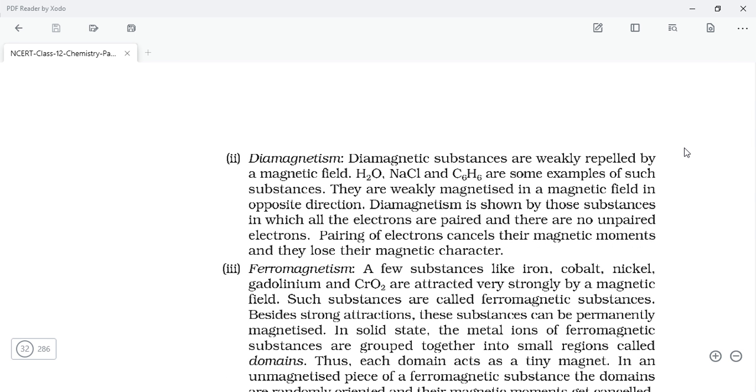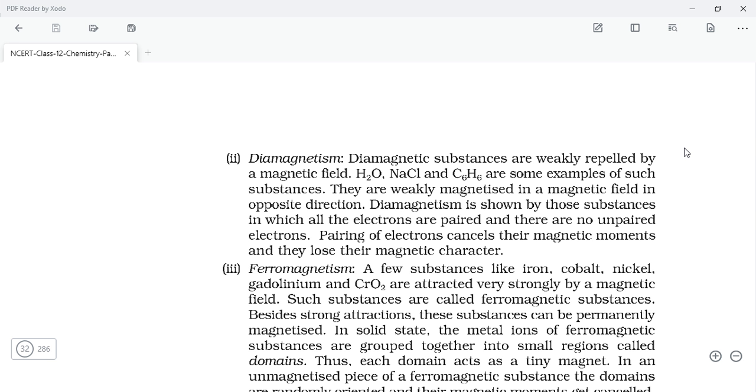Second, diamagnetism. Diamagnetic substances are weakly repelled by a magnetic field. H2O, NaCl, and C6H6 or benzene are some examples of such substances. These are weakly magnetized in a magnetic field in the opposite direction. Diamagnetism is shown by those substances in which all the electrons are paired and there are no unpaired electrons. Pairing of electrons cancels their magnetic property and they lose their magnetic character.